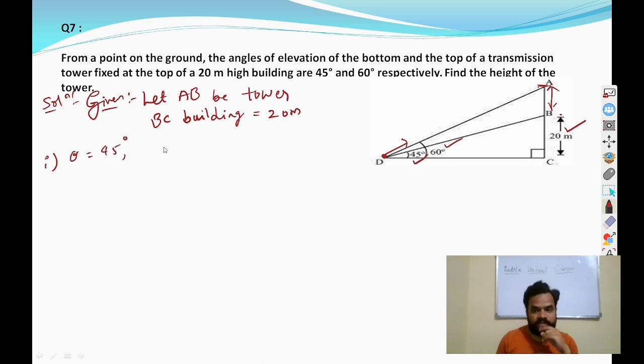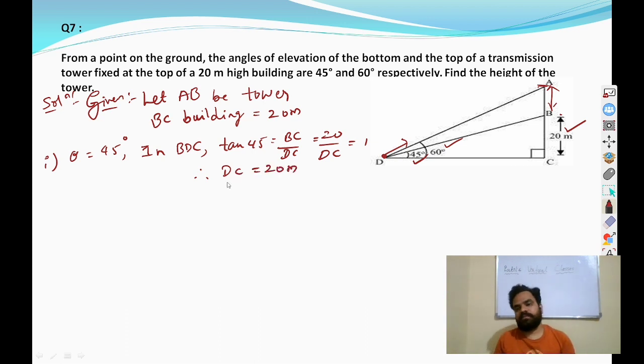So if theta is 45 degree, in which triangle? All of you observe the diagram, in triangle BDC. In triangle BDC, tan 45 is equal to opposite by adjacent, that is BC by DC, which is 20 by DC. Tan 45 value is 1. Therefore DC is also equal to 20 meter. DC, the distance between the foot of the building and the point, is 20 meter, right?